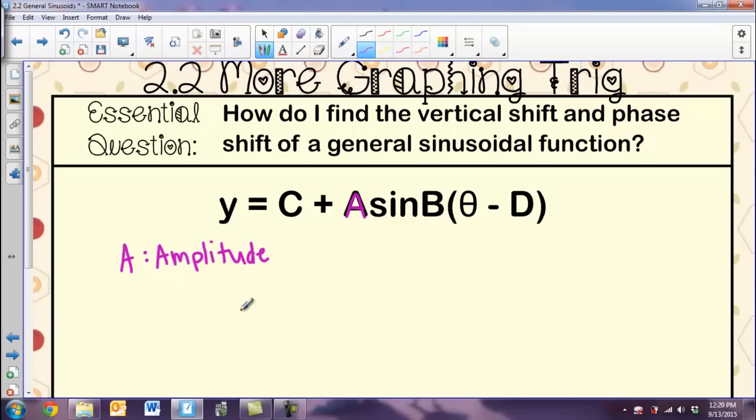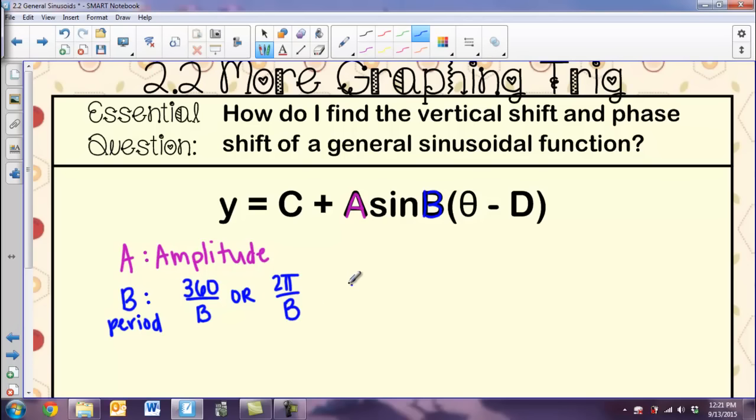B, the number that's being multiplied by your theta, gives you your period, or it tells you how many degrees or radians it goes through before it completes a cycle. So remember, in order to find that period, if you're in degrees, you're going to take 360 divided by the number, so whatever B value is, or if you're in radians, you're going to take 2 pi divided by that number B. Once you have that, that's your period.